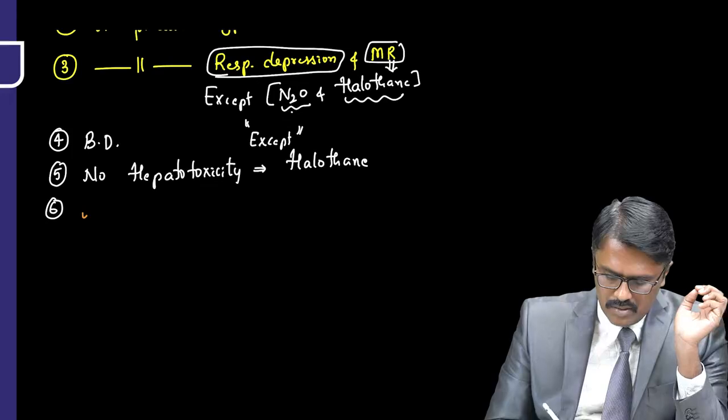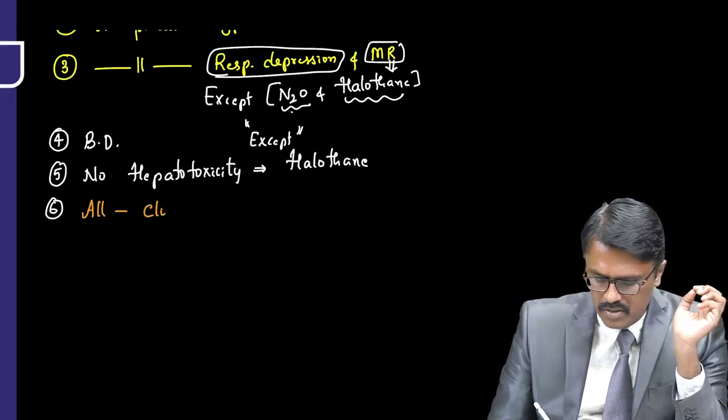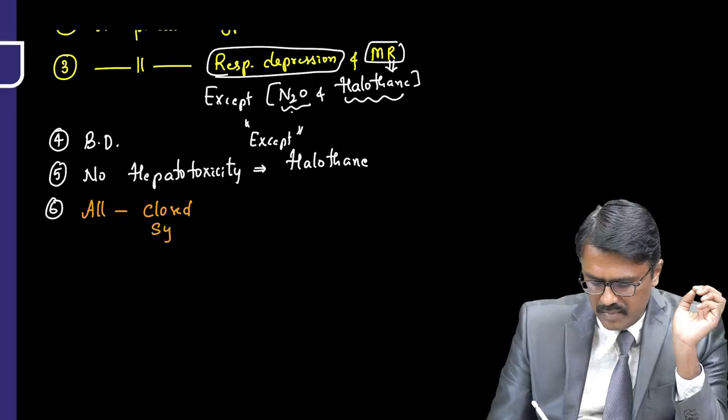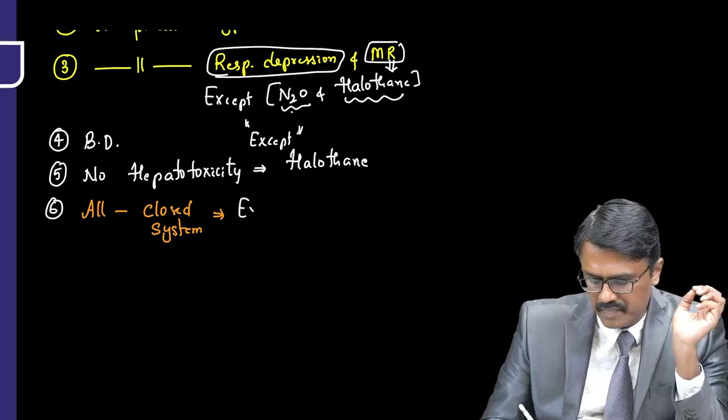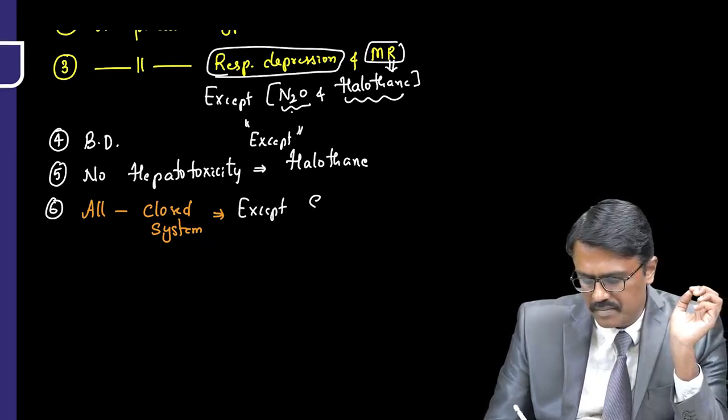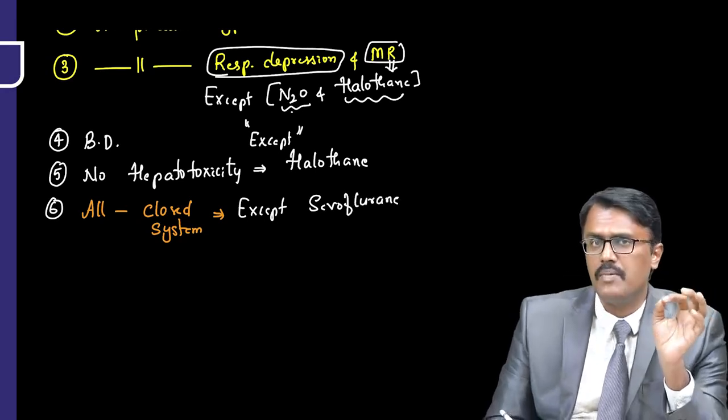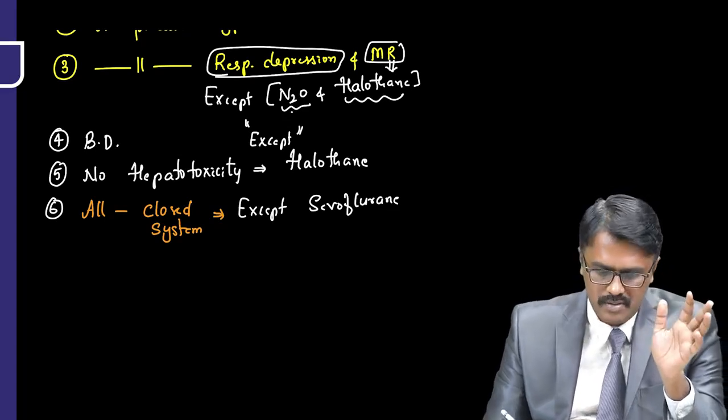Number six, all are used in a closed system. Can you tell me the exception? Except sevoflurane. Can you tell me the reason? Sevoflurane with soda lime produces compound A, which is a nephrotoxin.